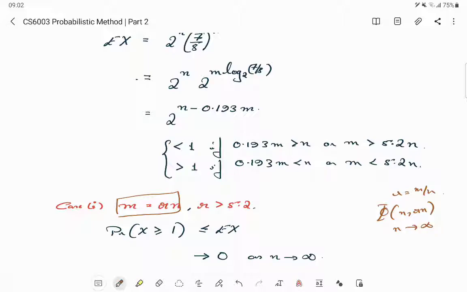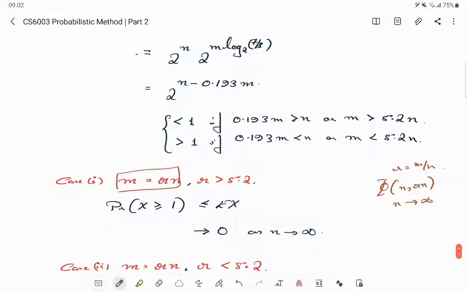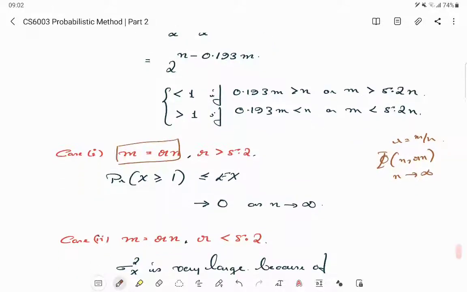That's the idea, right? So if m is equal to rn and this r is greater than 5.2, then you can substitute that here and see that you will get something like 2 to the power negative constant times n. So this expectation goes to 0. And by Markov's inequality, case 1 is the easy case, this probability is bounded by E[X], which also goes to 0. Which means almost surely this formula is not satisfiable if the number of clauses is more than 5.2 times the number of variables.